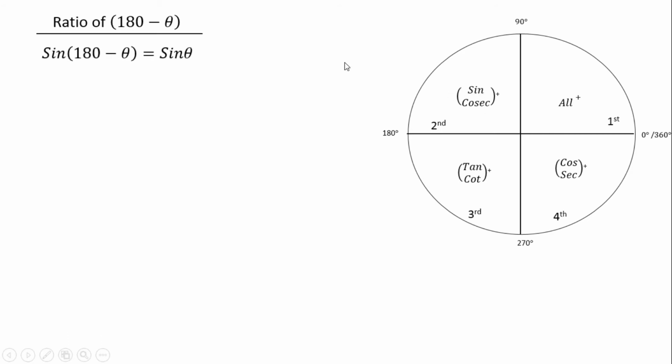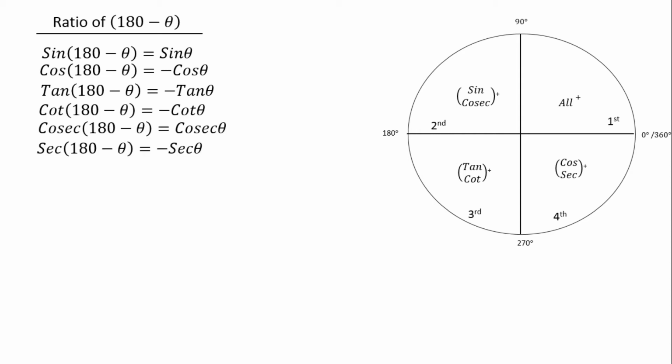Now in 180 the ratio will not be changed, so the ratios remain the same. Sine of 180 minus theta is equal to sine theta. In the second quadrant sine is positive, so plus sine theta. Cos in the second quadrant is negative and the ratio did not change, so minus cos theta. Tan also did not change, and in the second quadrant it is minus. Similarly we can see the other ratios.